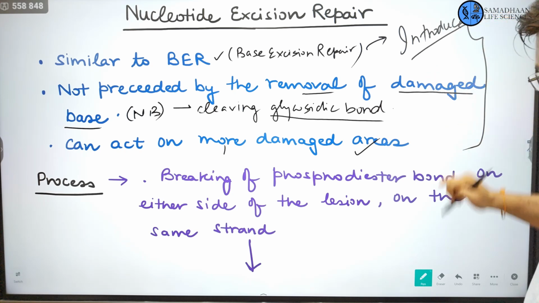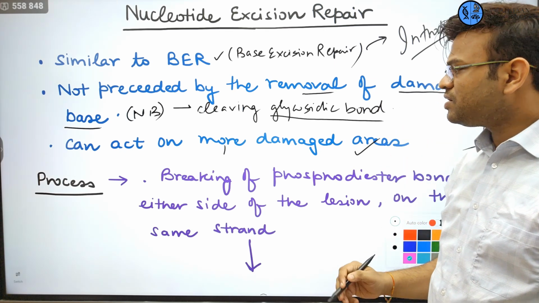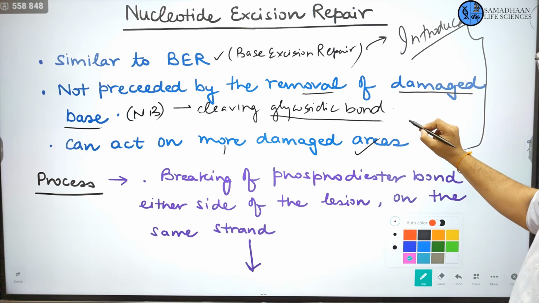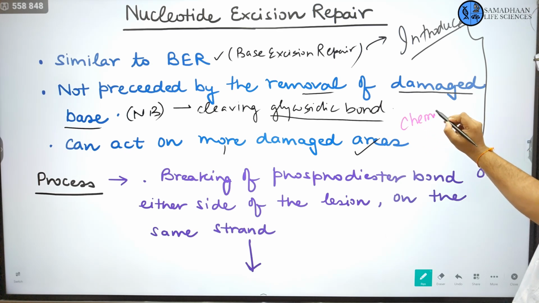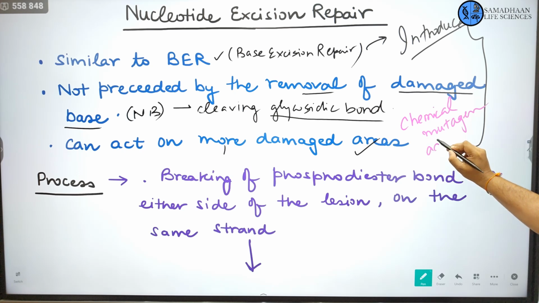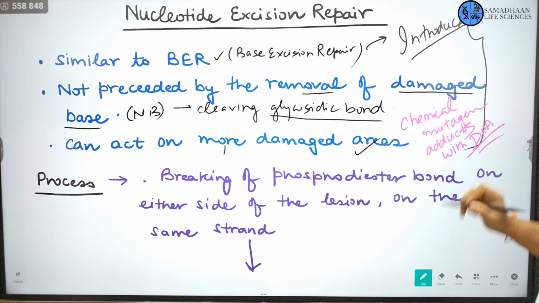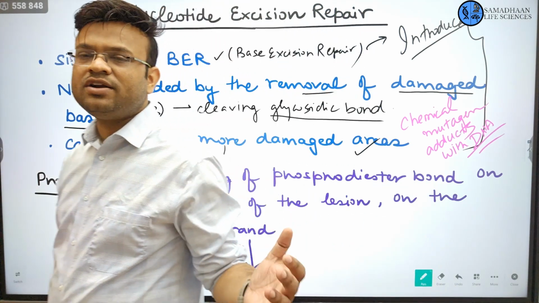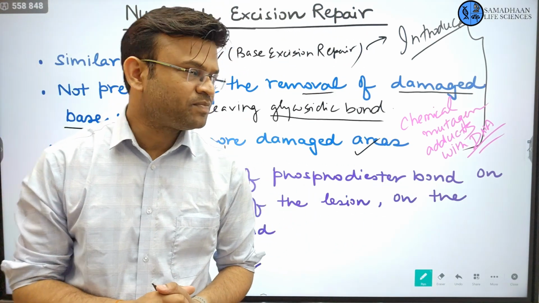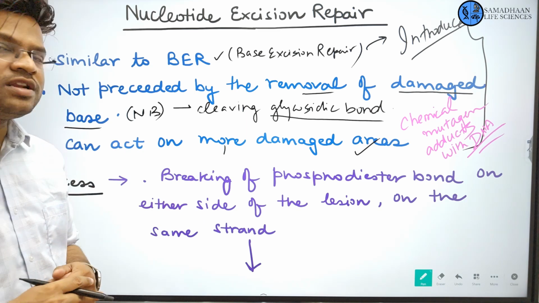Remember, let me add one more point over here: this nucleotide excision repair would be used when there is a chemical mutagen. It forms adducts with the DNA. That means it will create some problem by binding to the DNA, and then this kind of nucleotide excision repair will be used. Now, coming to the process, how is the nucleotide excision repair functioning?